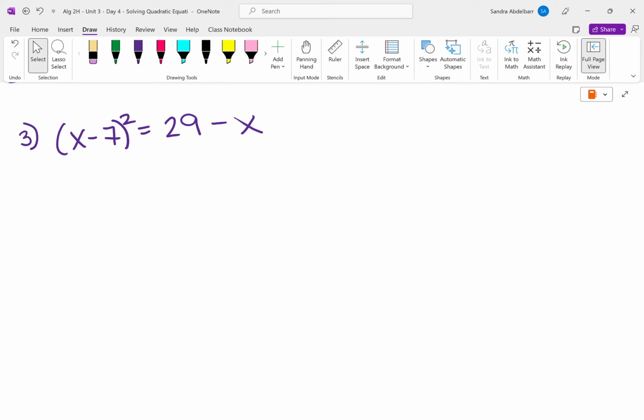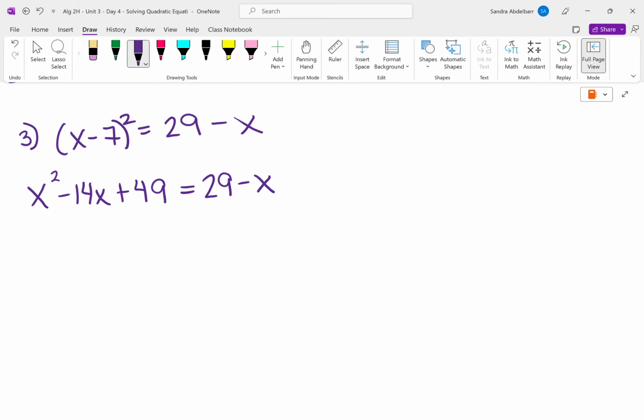Okay, so now we want to solve for x. Some people might be hesitant to try to break this up, the x minus 7 squared. But really, there's nothing we can do with this at this point because it's equal to 29 minus x. It doesn't equal 0, right? So we're going to have to FOIL this left side out. And when we FOIL this left side out, we are going to get x squared minus 14x plus 49 equals 29 minus x.